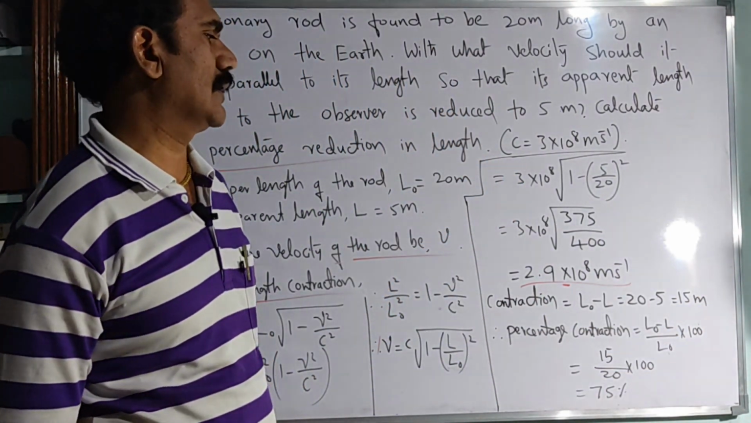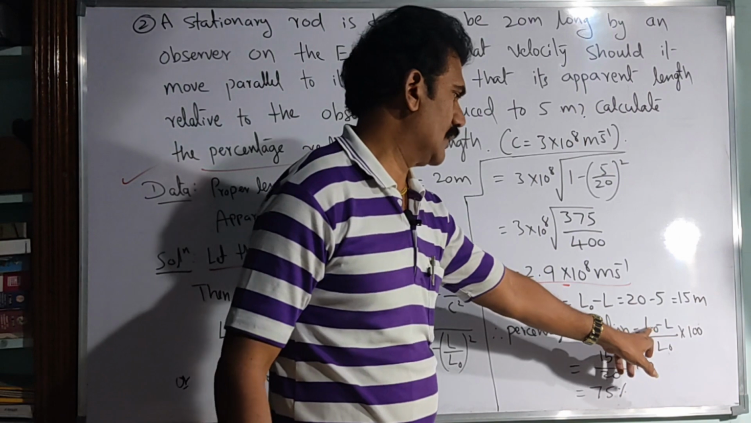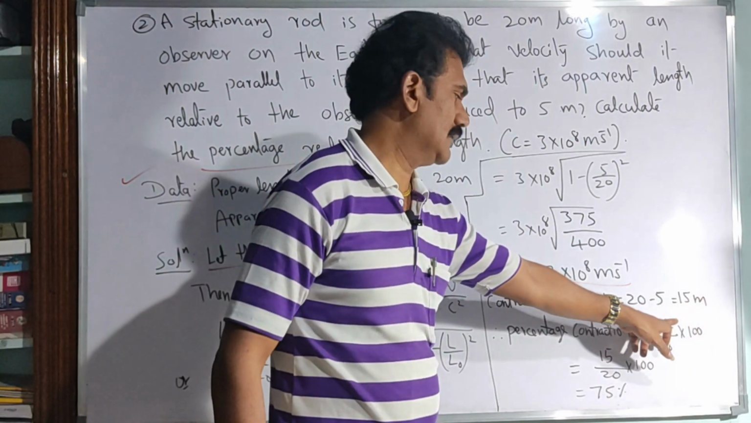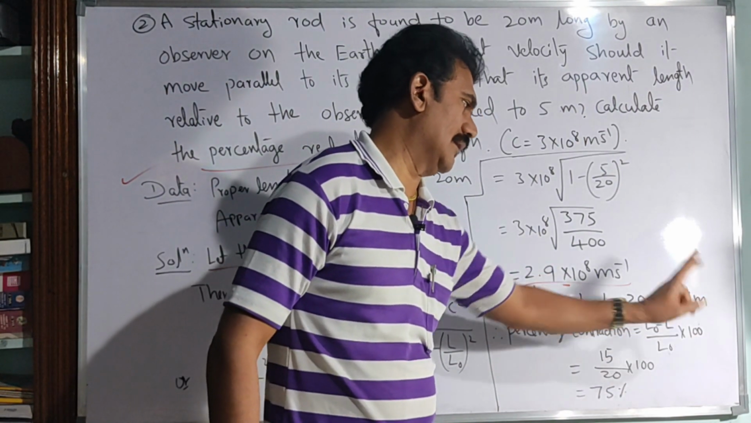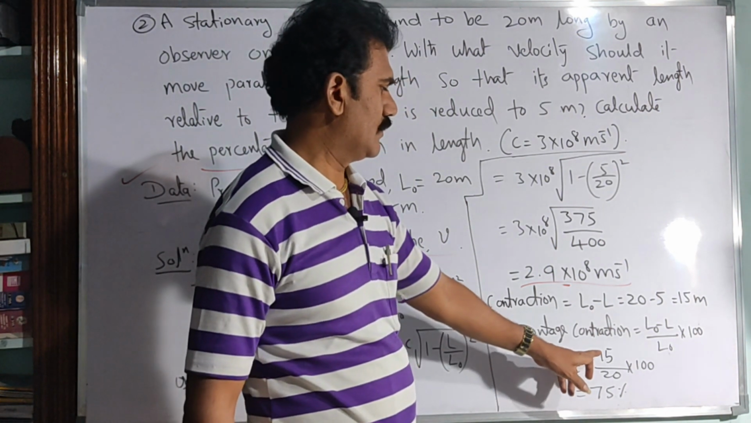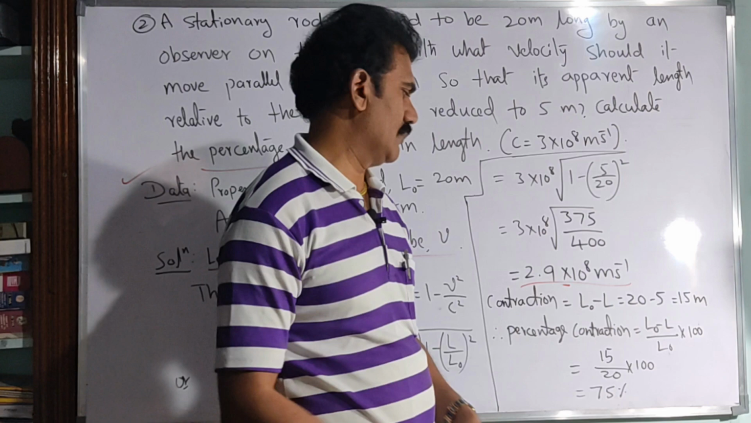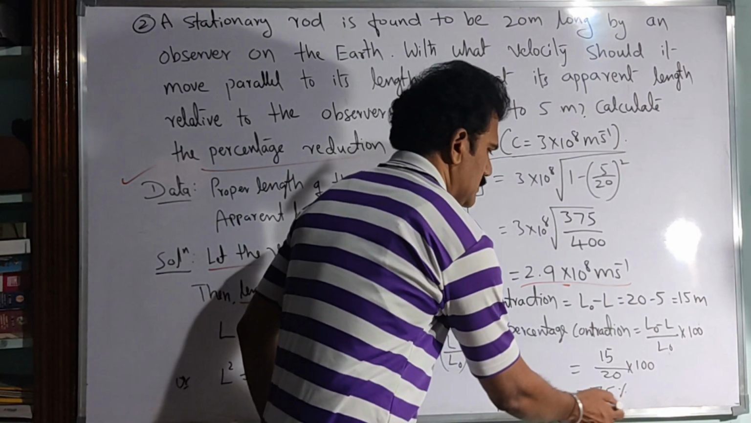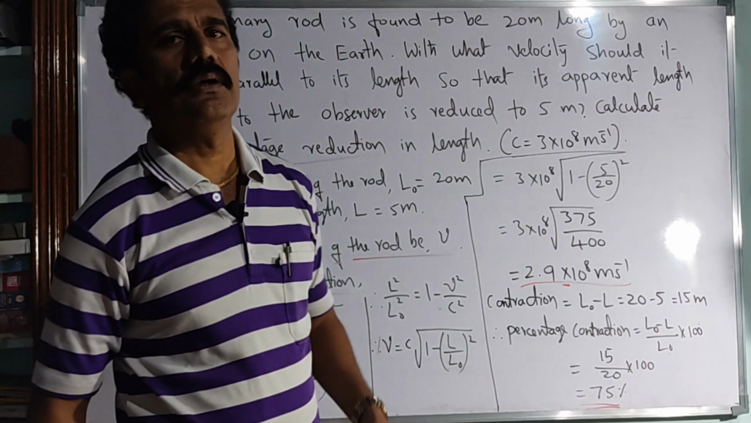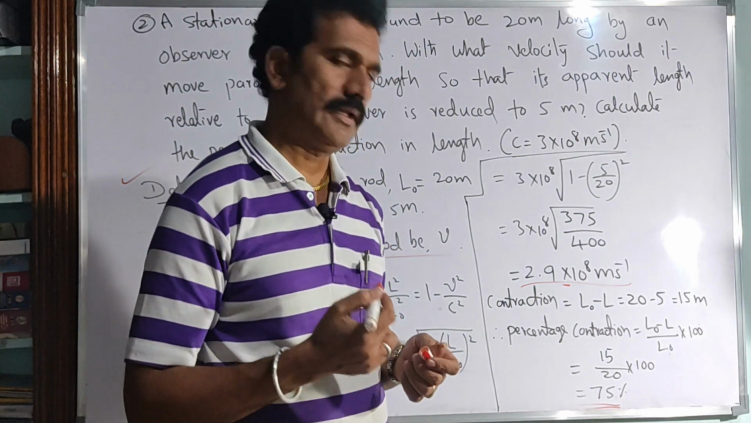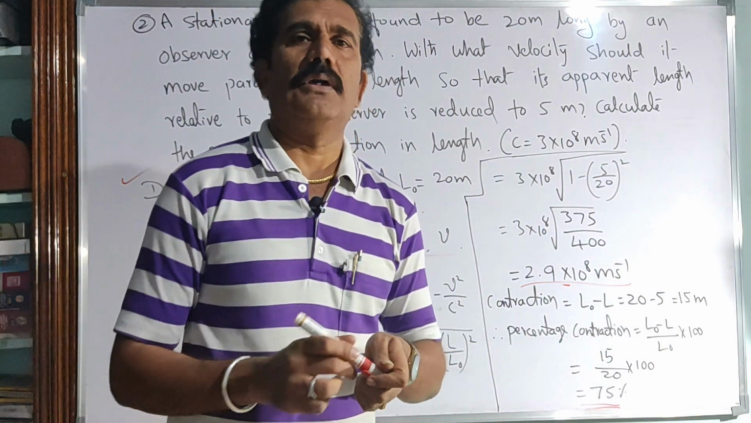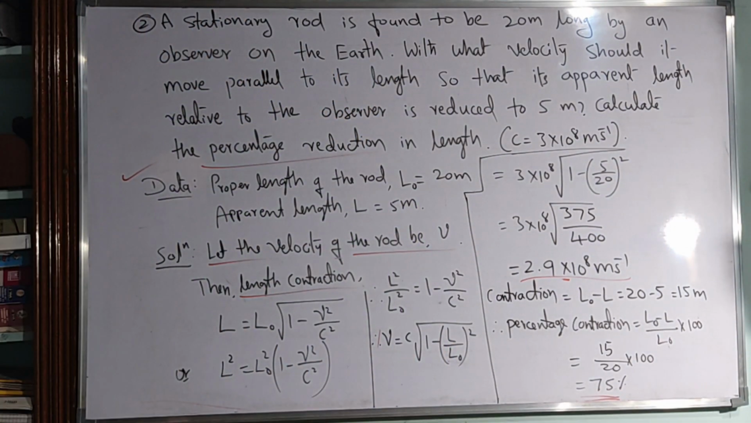So the percentage of contraction can be calculated like this. So the reduction in the length divided by the actual length into 100. Substitute it. So 15 divided by 20 into 100. So the calculation will give you the percentage contraction as 75% in the length contraction. Clear? So take up the next problem then.